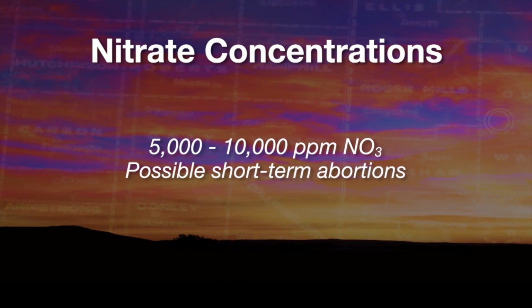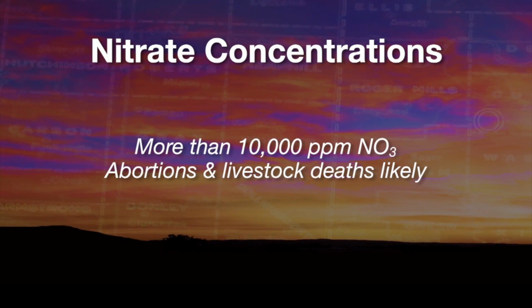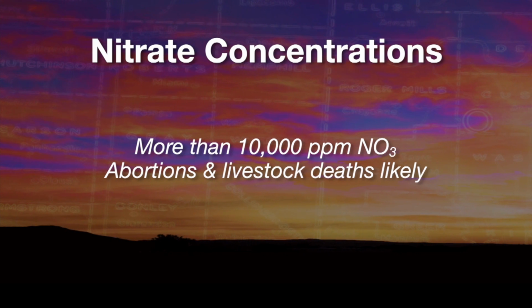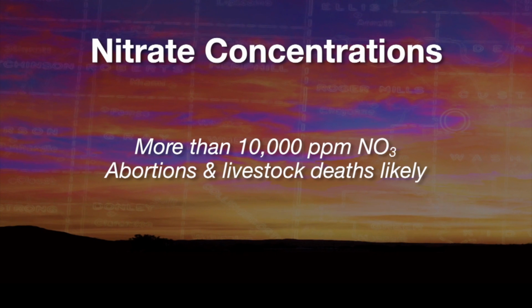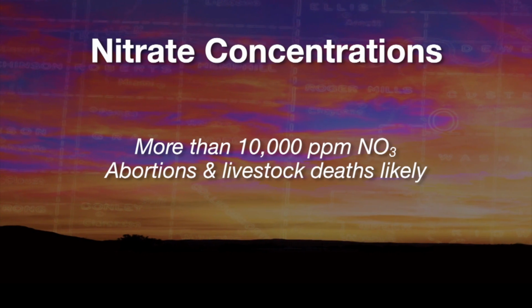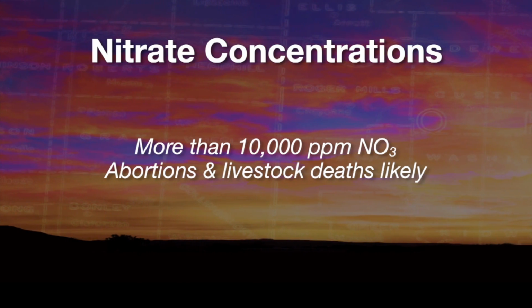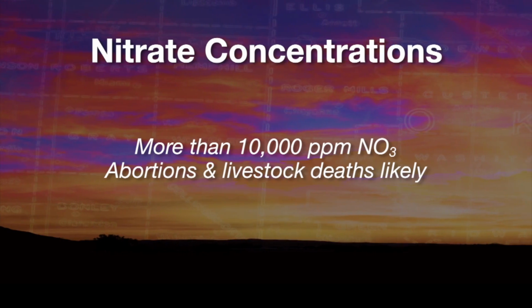As we get closer to 10,000 parts per million, then we're in that danger zone where abortions are more likely, and once we get to 10,000 parts per million, we know that it is possible for the nitrate concentration to cause death in the livestock that are consuming those kinds of forages.